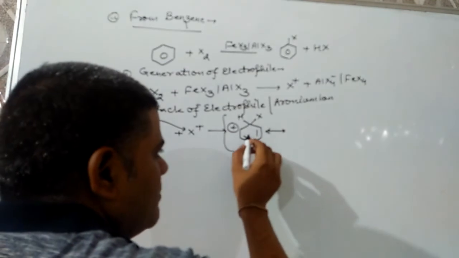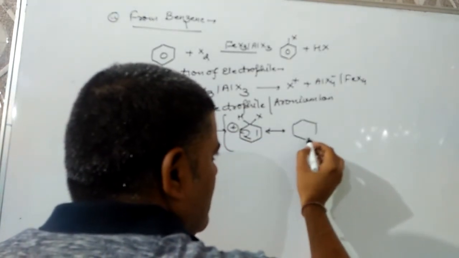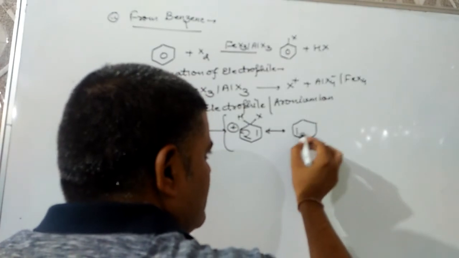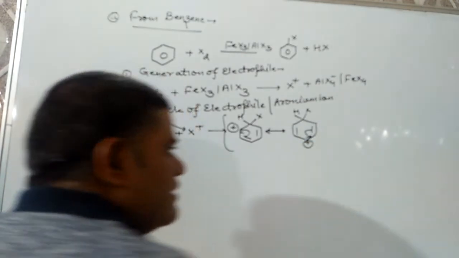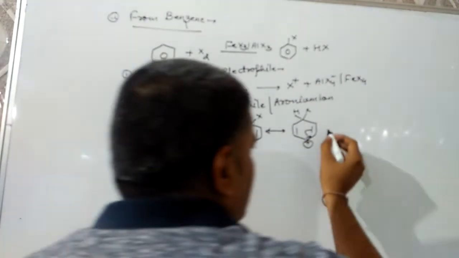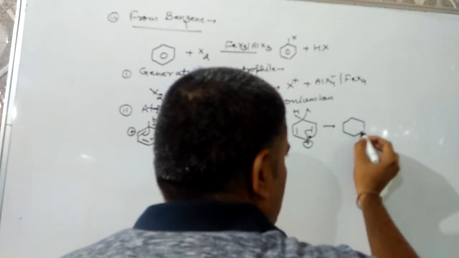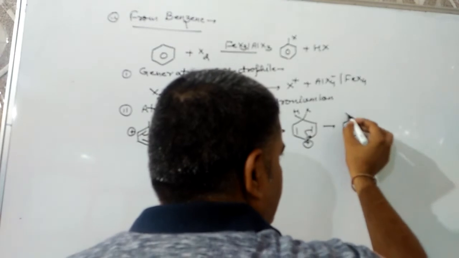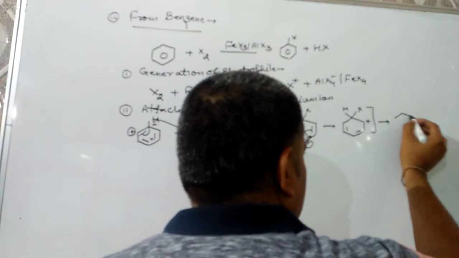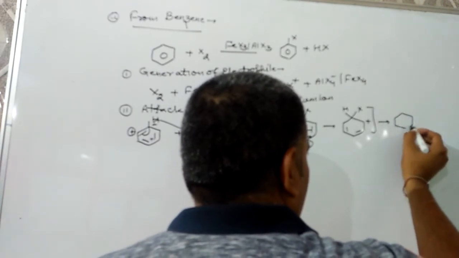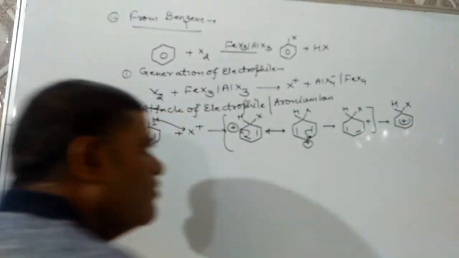The following resonating structures are possible. The double bond is shifted here, so this carbon has a positive charge. In the next resonating structure, the double bond is shifted here, so the positive charge goes to this carbon, and the resultant of all these structures will be the arenium ion or benzenium ion.